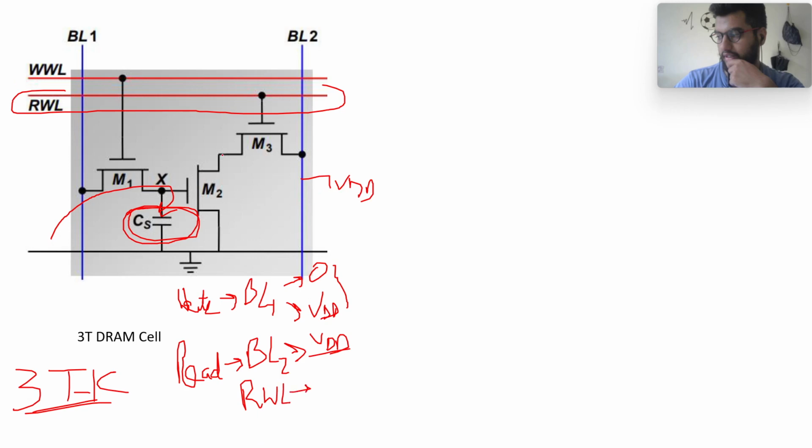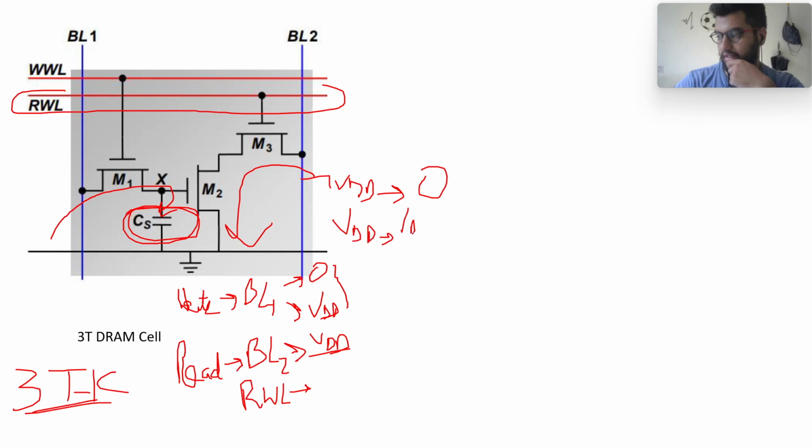As we assert the read word line, based on the value stored at X, M2 will be on or off. If 1 was stored at X, M2 will be on. If 0 was stored at X, M2 will be off. So if 1 was stored, both these transistors are on, and as a result, discharging current will flow through this path, and VDD will tend to ground. If 0 was stored, this will remain off, and bit line 2 will remain at VDD.